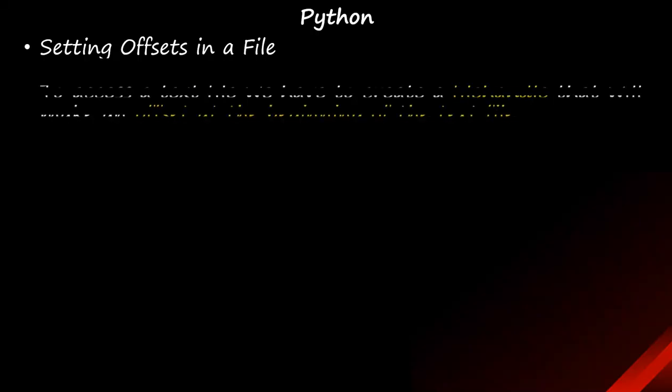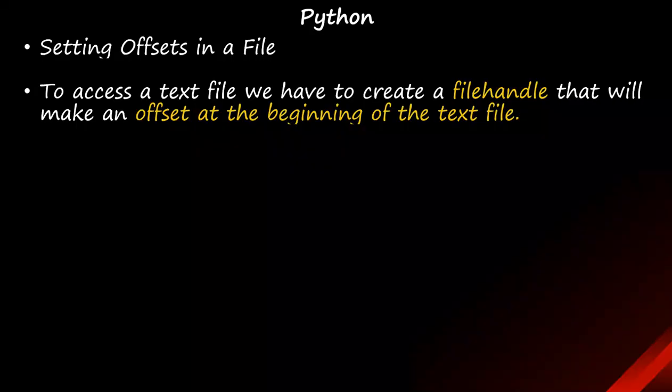Now the next point is setting offset in a file. All these operations we have discussed, that is opening a file, reading, writing, appending content, and closing it with a with statement or without a with statement, are the basic operations we can do on a file. What more we can do is offset. What is offset? Offset is the cursor location where the cursor is pointing.